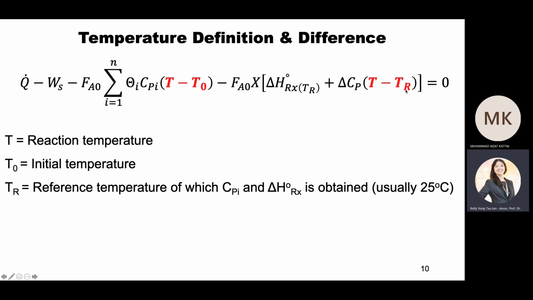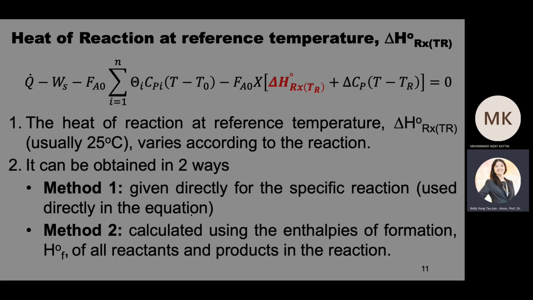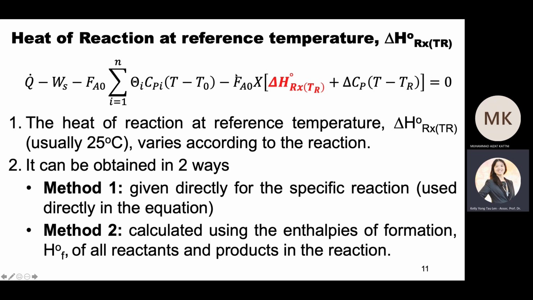Okay, so next one. Okay, kita pergi bahagian belakang. Okay, right. So next is Fe0 again. So Fe0 is the initial molar flow rate of A, tak ada berbeza pun. Okay, X is the conversion. Okay, so the next one, delta HRXTR. Okay, so this actually refers to heat of reaction.